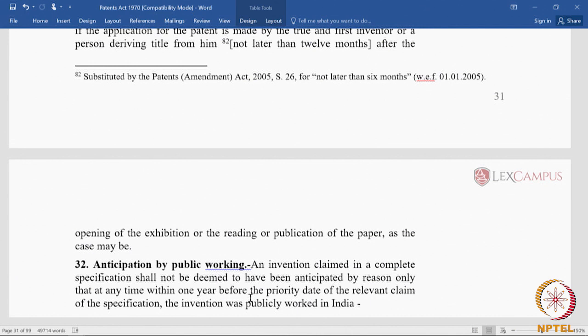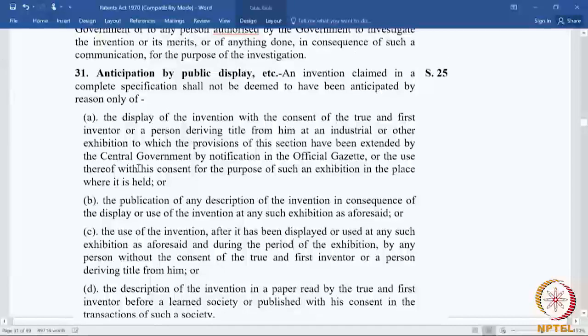Now, some people have read this provision and said that the government has to notify, because the government notification in the official gazette, if you read the provisions, applies only for an exhibition. It does not apply for transactions of a learned society. In what you saw in A, the exhibition to which the provisions of this section have to be extended by the central government by notification in an official gazette does not apply. It is only mentioned for exhibition, it is not mentioned for transactions of a learned society.